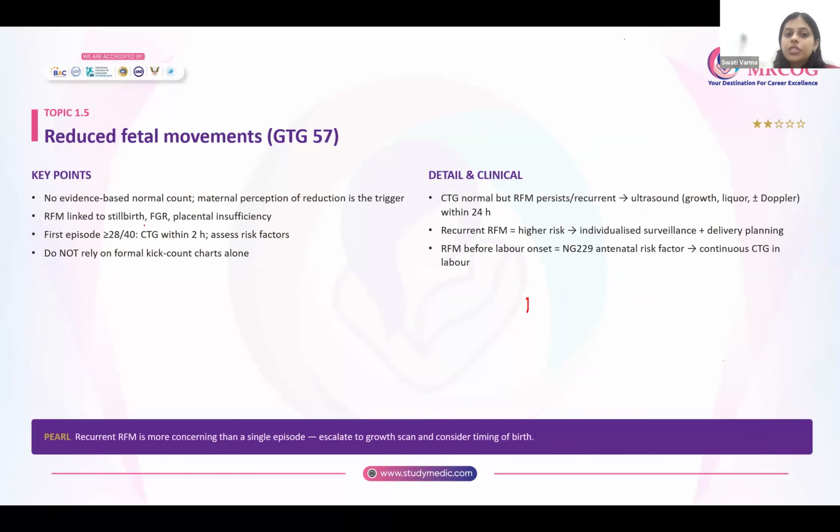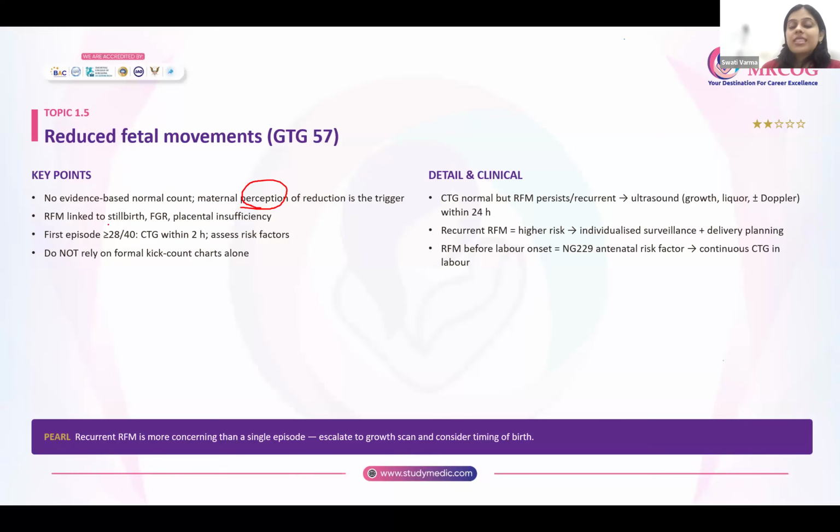Now let's come to reduced fetal movements. For RFM, a new guideline has come, that is the GTG. So please all of you revise the guideline. No evidence-based normal count has been given, that this much count in this many hours is recommended. The maternal perception of reduction is the trigger. She should always be advised that whenever you feel unusually reduced fetal movements, that is, earlier the fetus was moving like this and now the fetus is moving less according to your perception, please do report to the maternity unit.